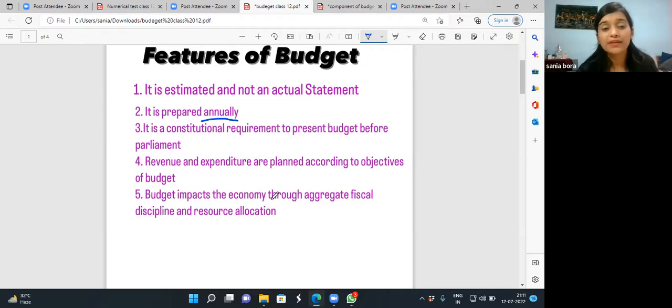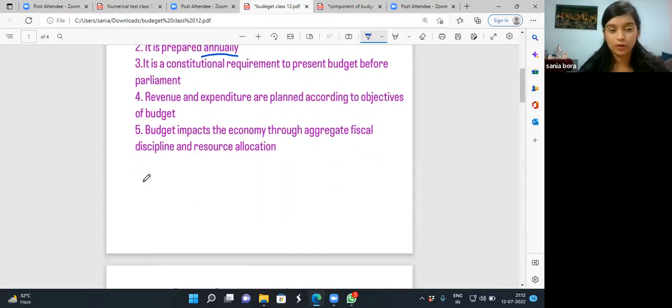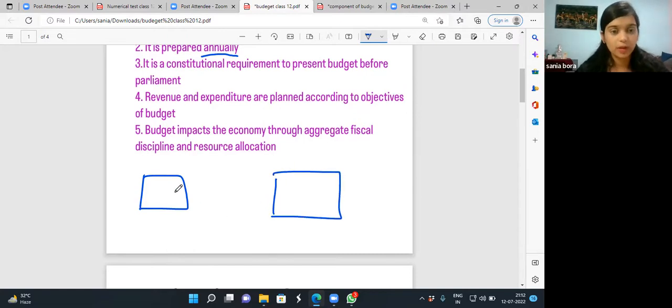Next, the budget impacts the economy through aggregate fiscal discipline and resource allocation. This point is a tricky one, but just understand that whatever budget I make will affect your party, that is, it will affect the economy. For example, this is party 1 and this is party 2, birthday parties. Over here your budget was 100 rupees and here it was 200 rupees. You bought one cake, one cold drink and one pizza. But here your budget was 200, so you bought 2 cakes, 2 pizzas, 2 cold drinks, like that.